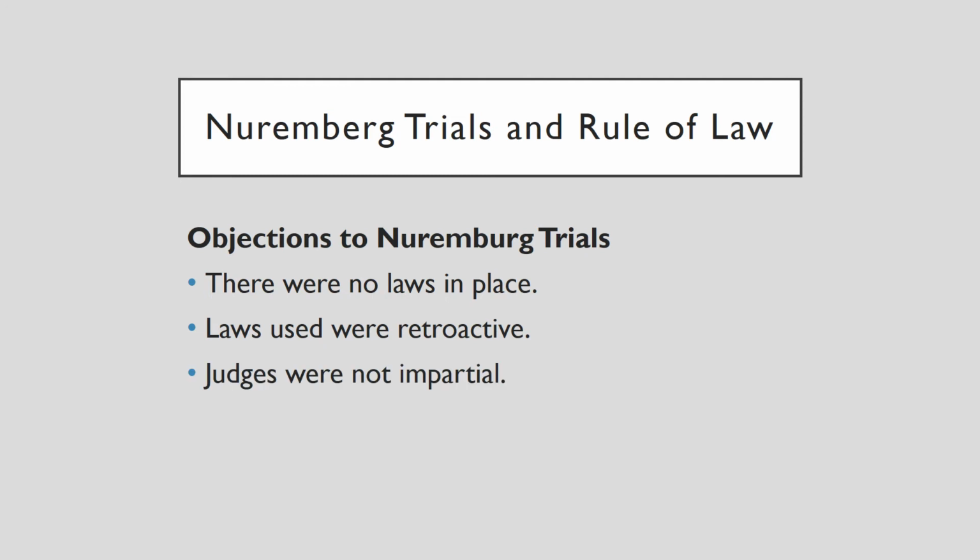Next, since all the judges came from the winning side, it's thought that they could not be impartial. They were part of this group of people who had lost so much because of the Nazis, so how could they possibly render an impartial verdict?